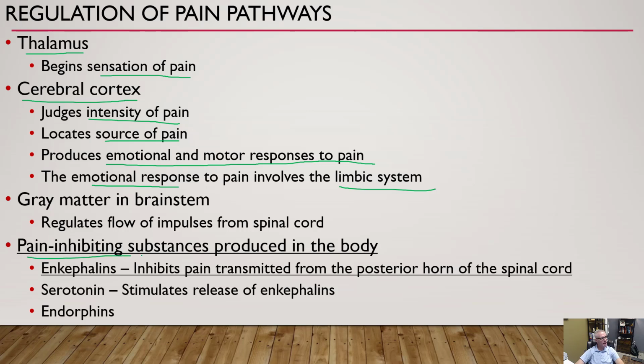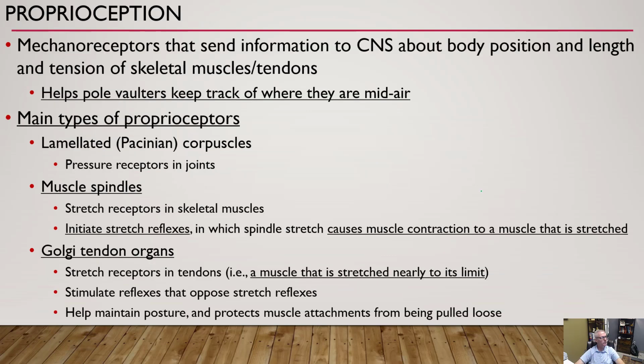All right, remember our body has natural pain inhibiting substances. Remember those enkephalins and endorphins. Enkephalins are basically our body's natural Tylenol and Advil. Serotonin stimulates the release of enkephalins. We also have endorphins that give our body a natural high.